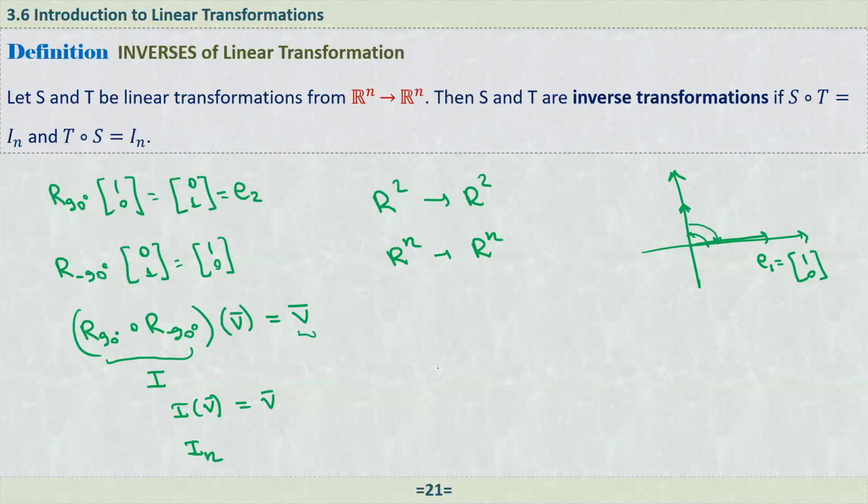Anyway, this definition says that let S and T be linear transformations from Rn to Rn. Then S and T are inverse transformations if S composed with T equals In, so S composed with T has no effect on V, and T composed with S equals In as well. Then we call S and T inverse transformations. They are inverses of each other.